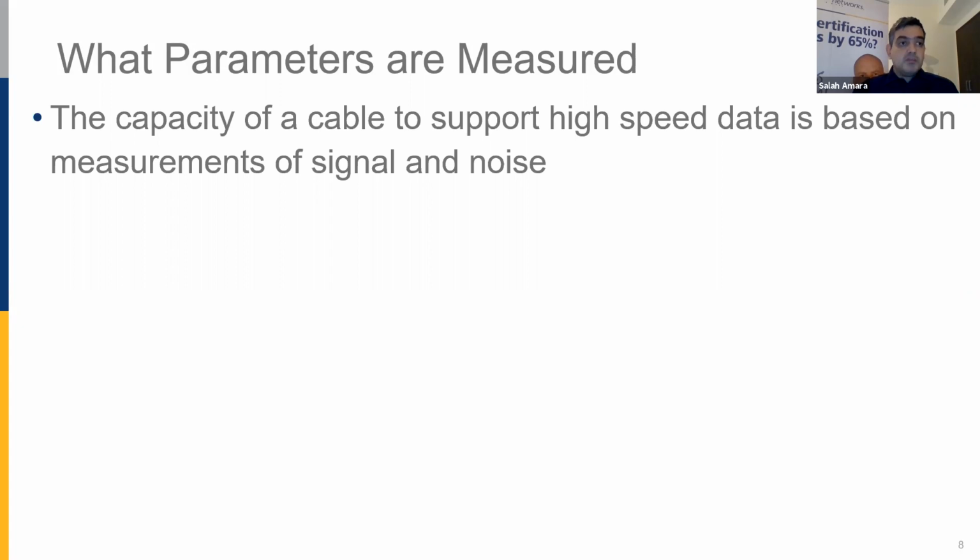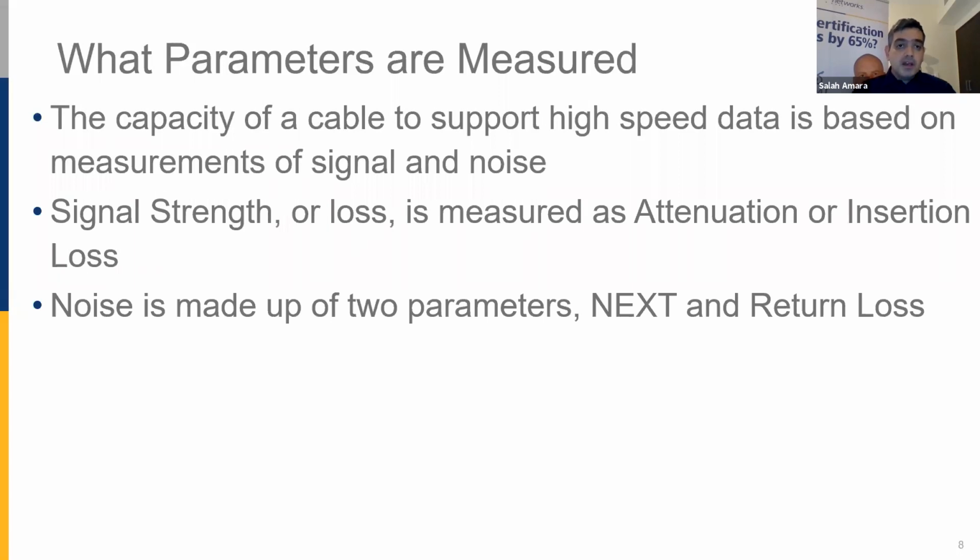So the difference between a Cat6 cable and a Cat6a cable is the capacity of the cable, how it supports these high speeds. The difference is in the measurement of the signal and noise, and we will talk about it in more detail. The signal strength or loss is measured as an attenuation or insertion loss. So if you have a tester which is measuring an insertion loss, we are basically measuring the signal strength, and we will talk about it in more detail.